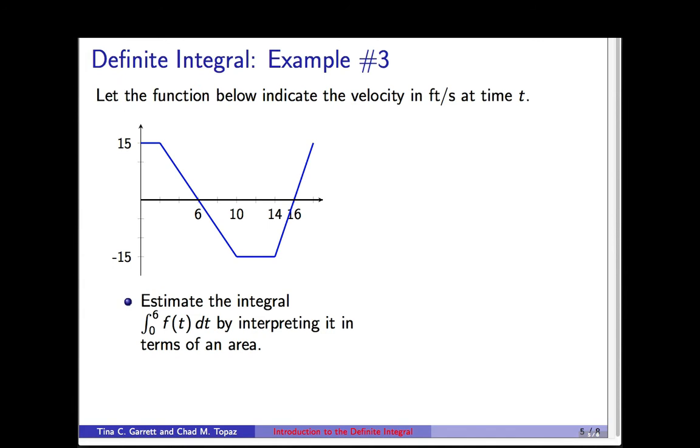Okay. So let's look at another example, estimating another definite integral from a graph. So in this situation, we've got t measured in seconds, and we've got velocity measured in feet per second. And I'm asking you to estimate the integral from 0 to 6 of f of t dt by interpreting it in terms of an area. And that means we're looking for the area under the curve from time 0 to time 6, and it looks like this area right here.